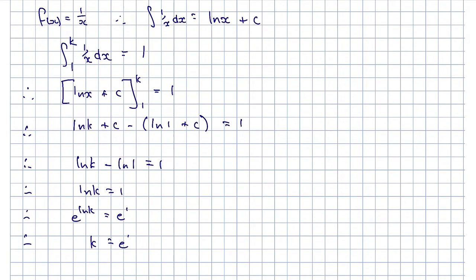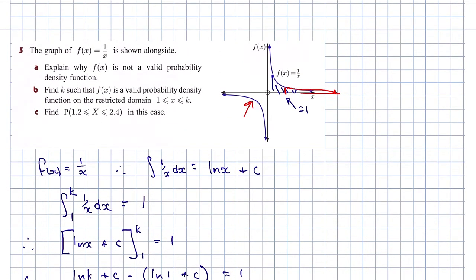Now if I go back to this stuff here and clean that up a bit, what we know is that if this was, say, 1, then if we went out here to e, the area underneath is going to be equal to 1. So we've found that. That's what part B is asking us to do.